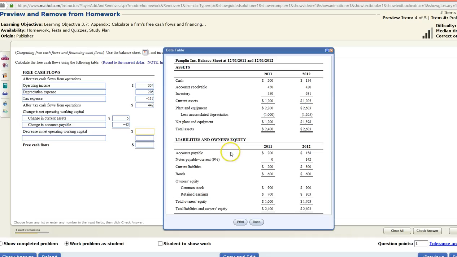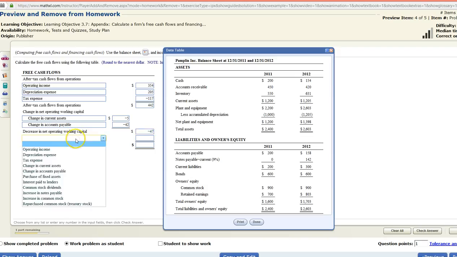So the decrease in net operating working capital is simply the sum of these two. Yeah, because we already took care of the sign. Here, we don't have to do the deduction. We just need to sum them up. So it gives me negative 47. So that's my change.